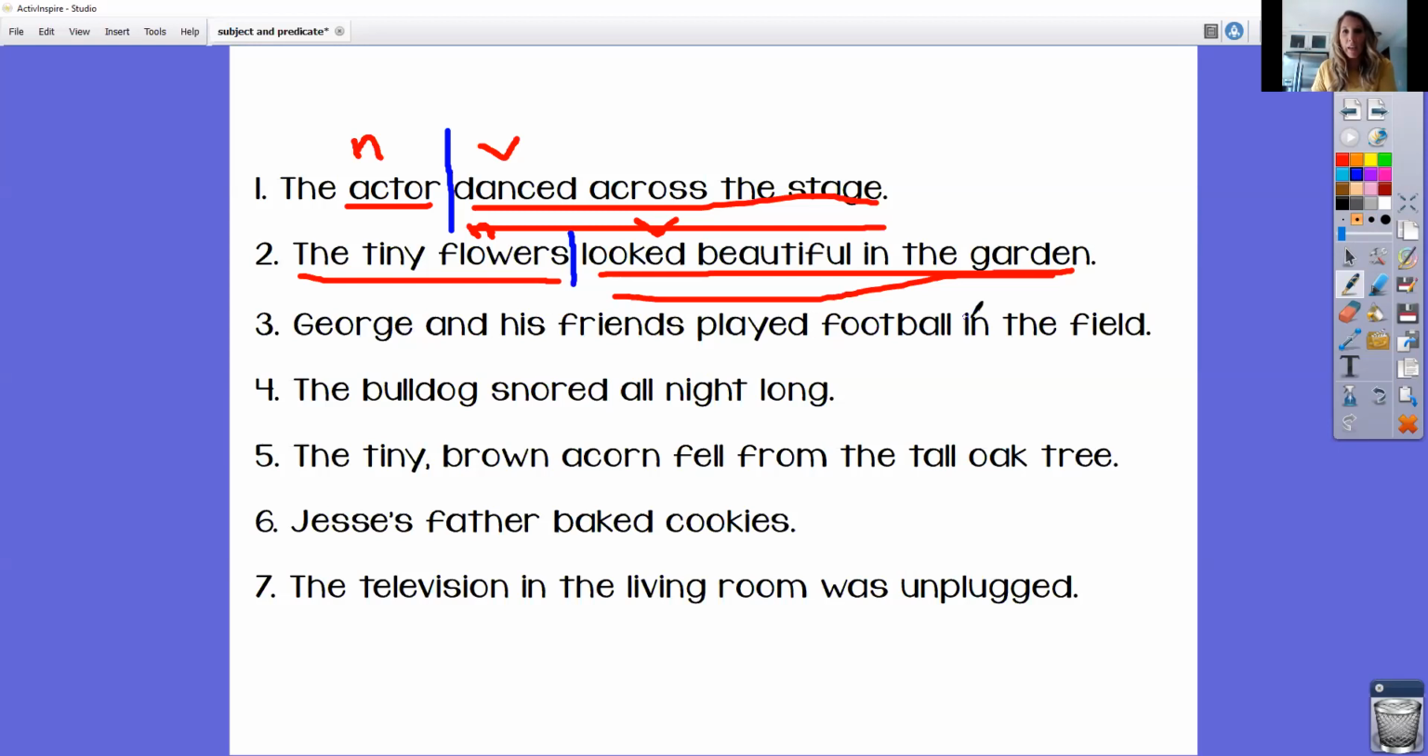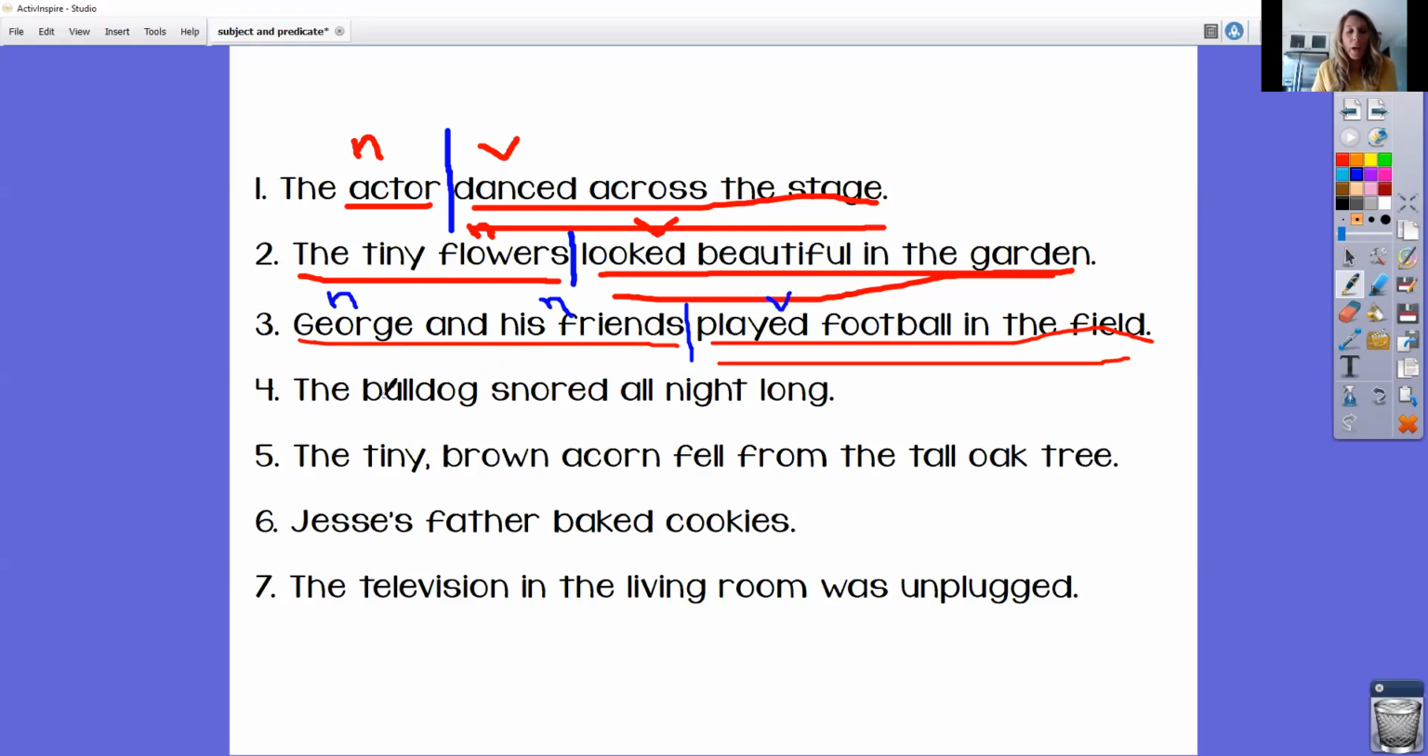George and his friends played football in the field. Who or what is the sentence talking about? Good, George and his friends. And what did George and his friends do? So George and his friends is our subject. What did they do? They played football in the field. So we see right here that this sentence actually has two subjects. We know that one is George and the other is his friends. So that would be a compound subject. And what did George and his friends do? They played. So that's our verb.